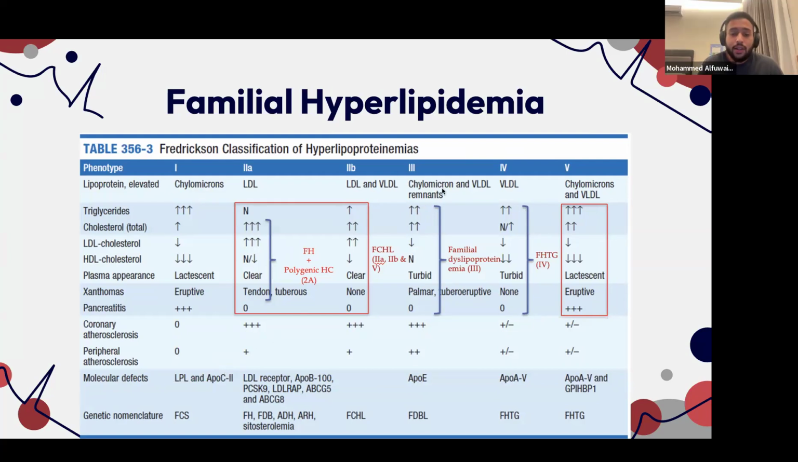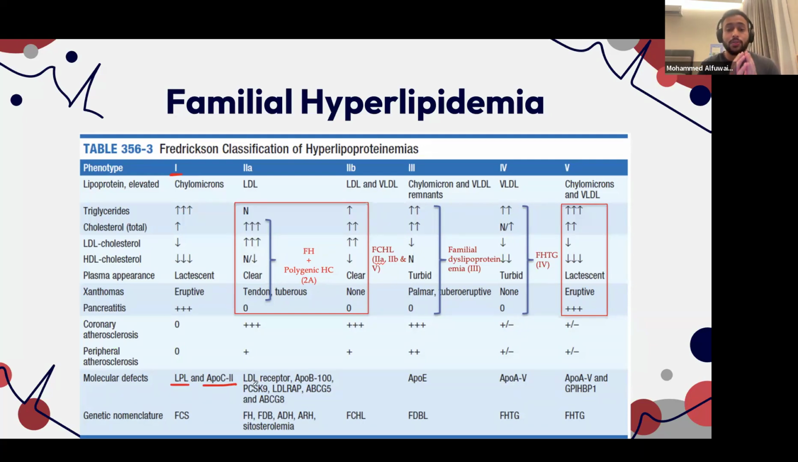Now the next thing that we need to talk about is going to be familial hyperlipidemia, which is 5 diseases or 6. Okay, let's talk about them one by one. The first form of hyperlipoproteinemias or hyperlipidemia is type 1. Type 1 is because of a defect that happens because of lipoprotein lipase and C2. Okay, this affects mainly chylomicrons.